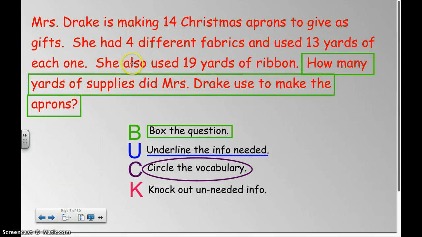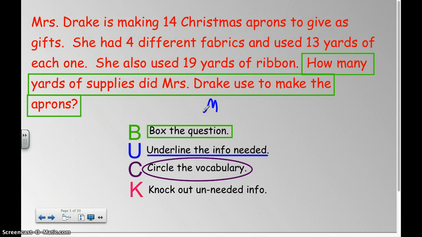So if I read this problem, Mrs. Drake is making 14 Christmas aprons to give as gifts. She has 4 different fabrics and uses 13 yards of each one. She also uses 19 yards of ribbon. How many yards of supplies did Miss Drake use to make the aprons? Also, you need to write your question as a sentence. So, how many yards of supplies did Miss Drake use to make the aprons?